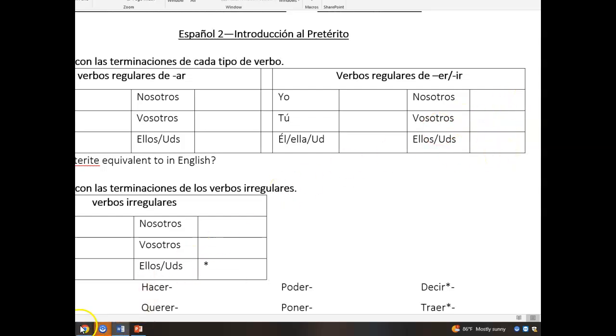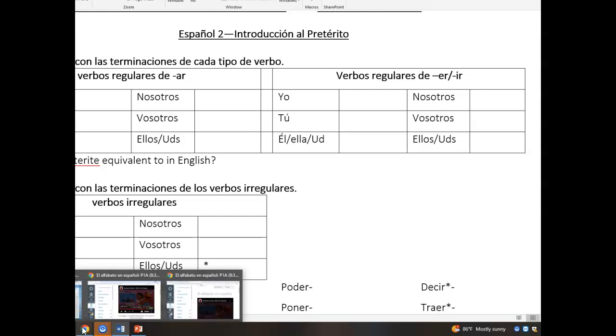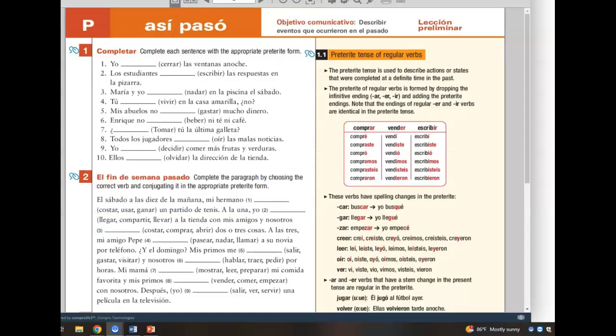You can also see those notes in the textbook, which we're going to be working from on page 4 of the textbook. And then on page 4, we're going to do exercises 1 and 2, where exercise 1 is asking you to fill in or complete the sentences with the correct form of the verb provided in parentheses. So for example, yo cerré, C-E-R-R-E with an accent. Yo cerré las ventanas anoche. I closed the windows last night.